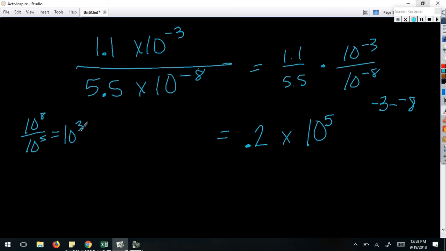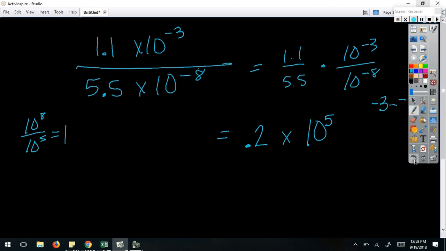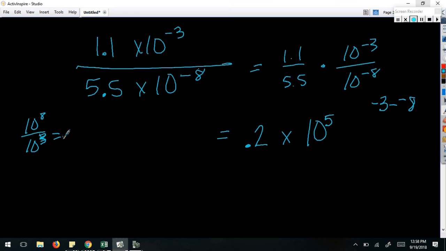I got them mixed up. If you move the negatives, this is a 3. Negative 3 plus 8, whenever you add. So you can subtract them as they sit, or you can move the negatives and make them positive. Either way, once you subtract and simplify, you're going to end up with 10 to the 5th. What is negative 3 minus negative 8? 5.